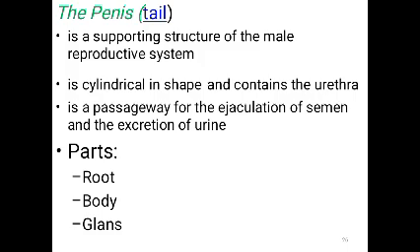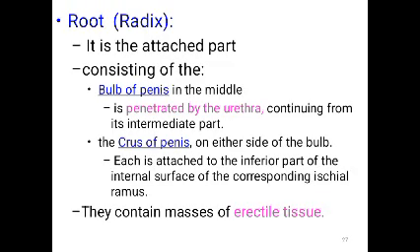3. Glans. The root or radix is the attached part, consisting of the bulb of the penis in the middle, which is penetrated by the urethra continuing from its intermediate part. The crura of the penis lie on either side of the bulb. Each is attached to the inferior part of the internal surface of the corresponding ischial ramus. They contain masses of erectile tissue.